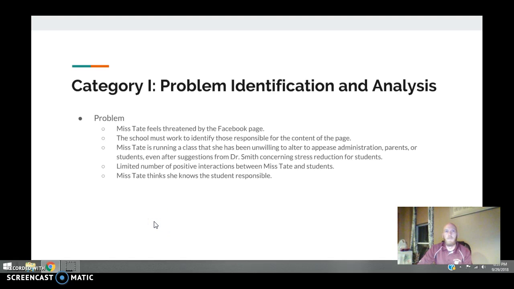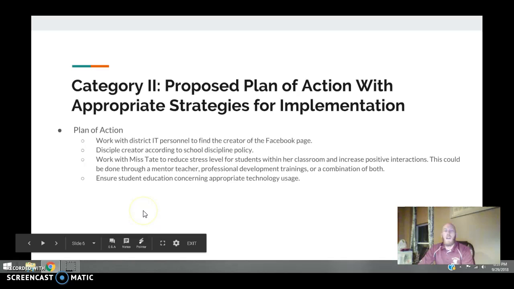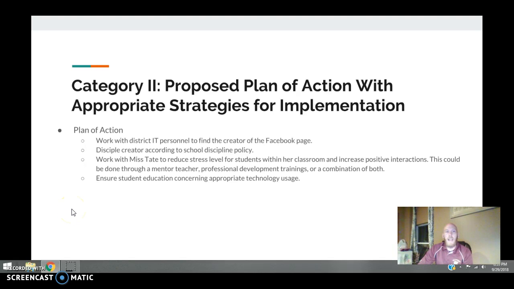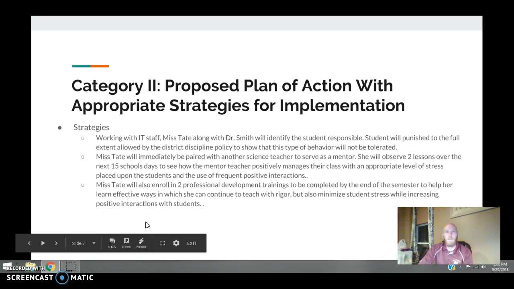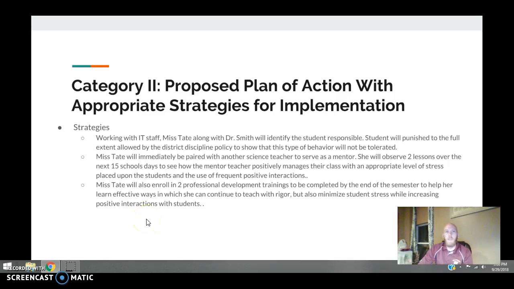Category 2, Proposed Plan of Action with implemented strategies. Working with the IT staff, Ms. Tate will immediately be paired with another science teacher as a mentor. She will observe two lessons over the next 15 school days to see how the mentor teacher positively manages her class with an appropriate level of stress placed upon the students. Frequent positive interaction development trainings are to be completed by the end of the semester to help her learn effective ways to teach, minimize student stress, and increase positive interaction.